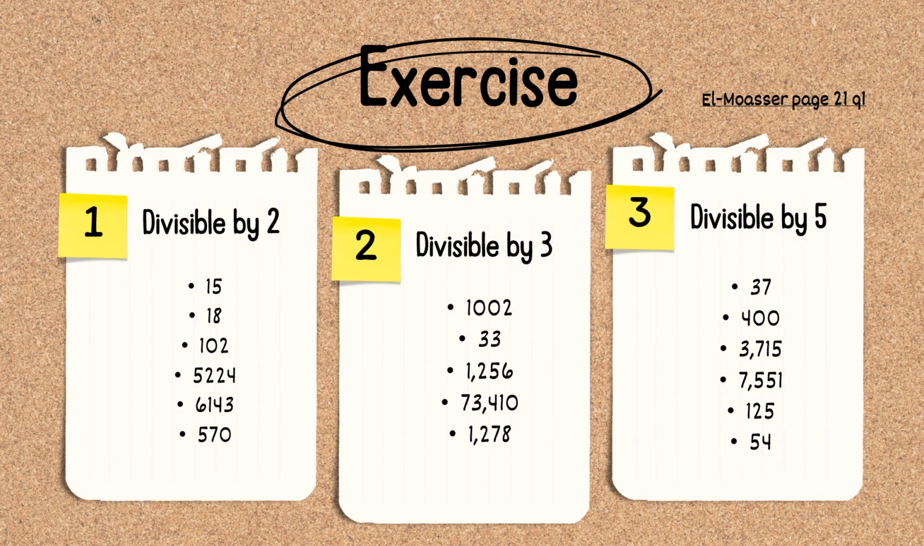1256. Is it divisible by 3? Let's check the sum of the digits. 1 plus 2 equals 3. 3 plus 5 equals 8. 8 plus 5 plus 6 equals what? Excellent math champions, 14. And 14 is not a multiple of 3, so it is not divisible by 3. 1256 is not divisible by 3.